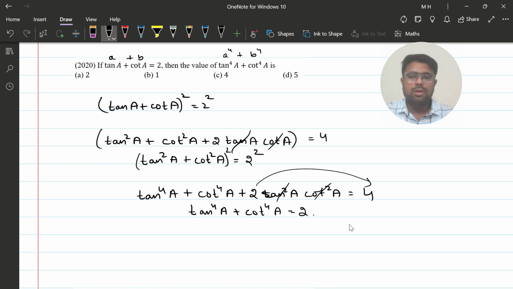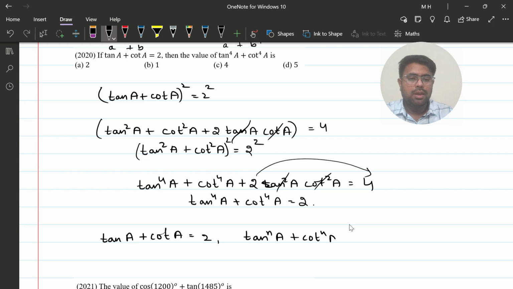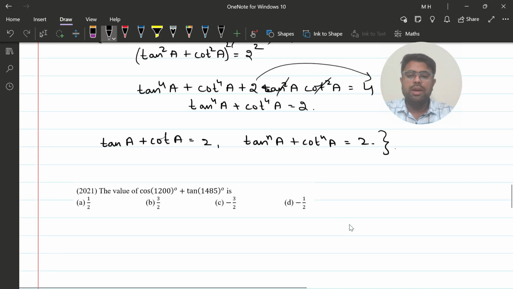I think we can make out an identity here. If you square it again, it is going to remain the same. So what we can do here is, if tan a plus cot a is equal to 2, then we can say that tan raised to na plus cot raised to na is also equal to 2. I think you can check this by induction. I think we will be able to prove it. Okay, so that's all. This is what we have.